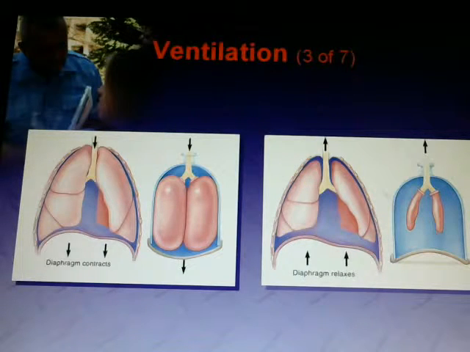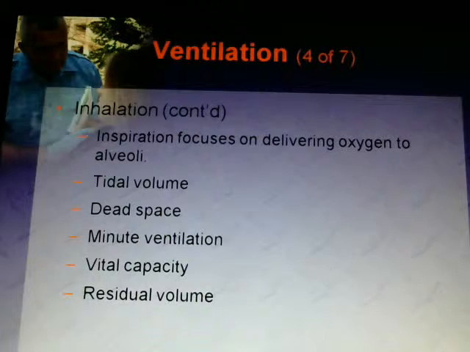Nice picture there of your diaphragm contracting, letting air go into the lungs. And as your diaphragm relaxes, it pushes the air back out of the lungs. Inspiration focuses on the delivery of oxygen to the alveoli. Your tidal volume, your dead space, minute volume, vital capacity, and residual volume are some different terms you might want to be aware of for a test or anything coming up.